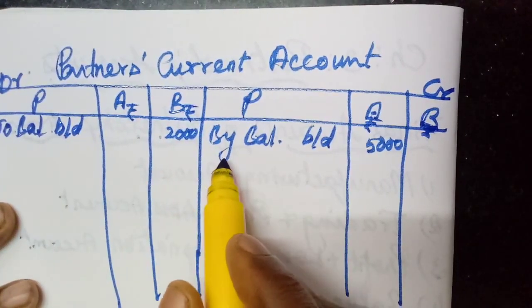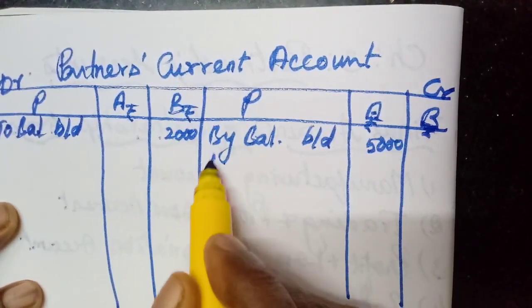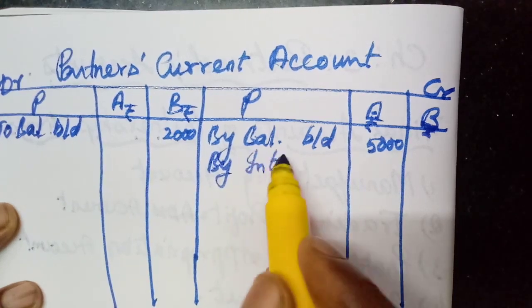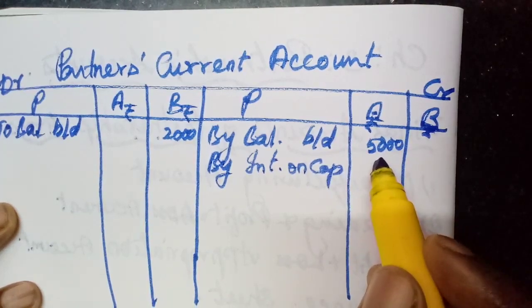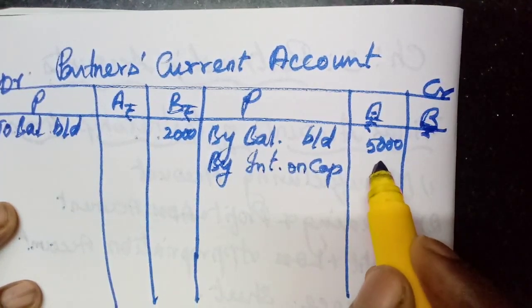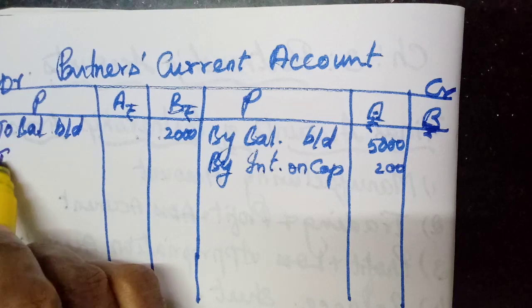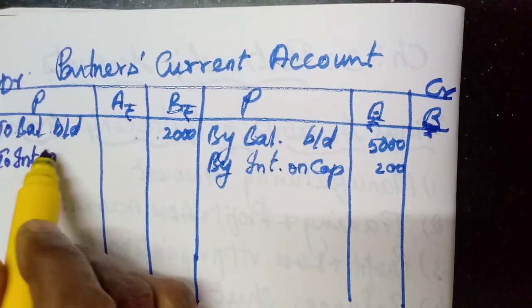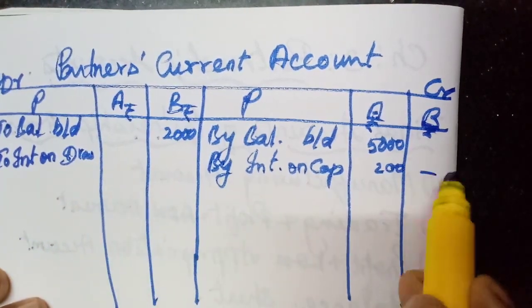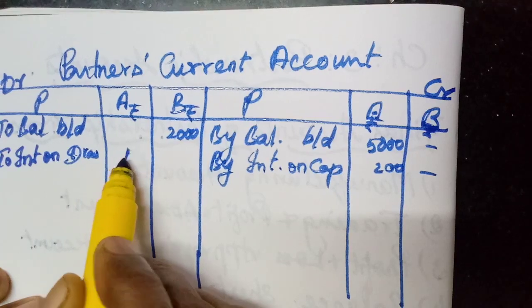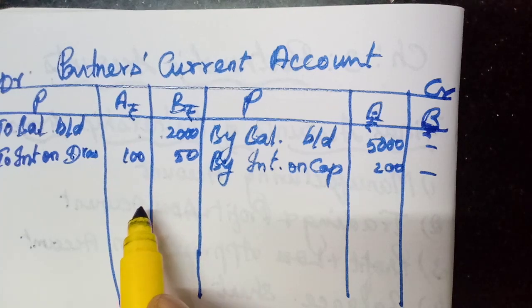Any interest on capital, that will be credited to this account. Interest on capital will increase his capital. So interest on capital, 200 for example. Then if it is interest on drawings for this person, 150 you have to write. Interest on capital, interest on drawings.